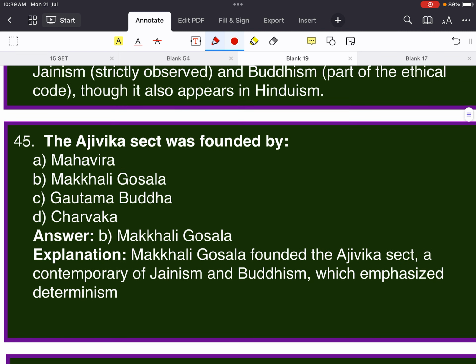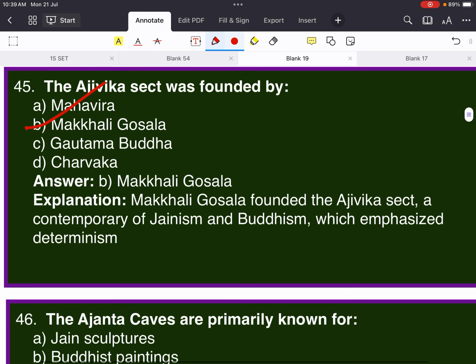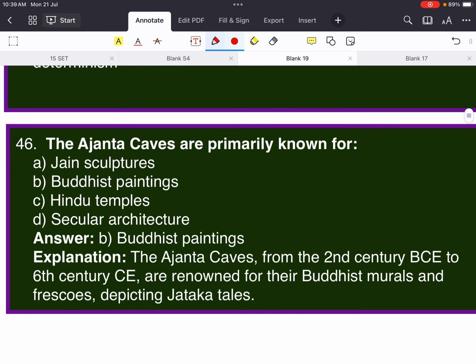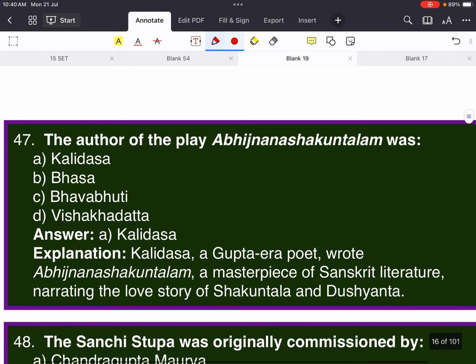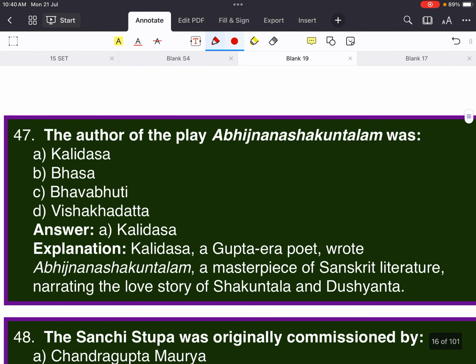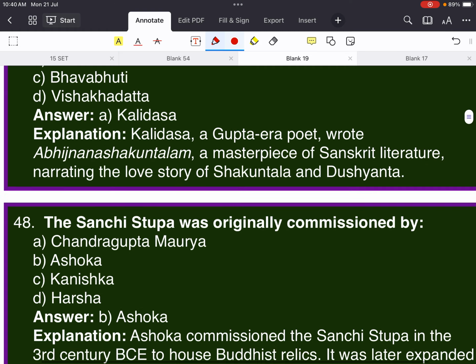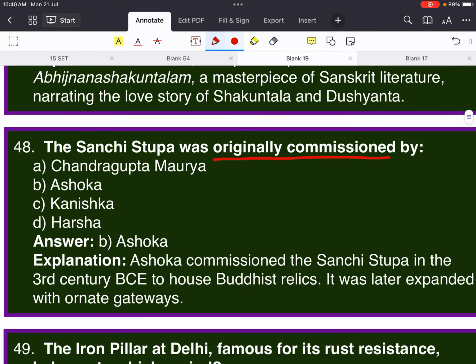The Ajivika sect was founded by Makkhali Gosala. Option B. The Ajanta caves are primarily known for their Buddhist paintings. Option B. The author of the play Abhijnana Shakuntalam was option A, Kalidasa. Question 48. The Sanchi Stupa was originally commissioned by option B, Ashoka.